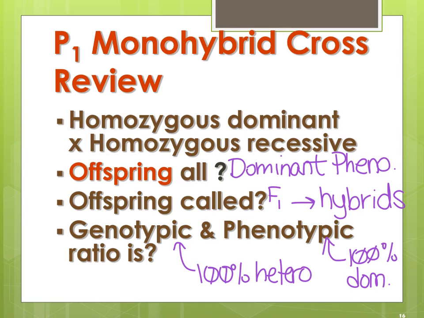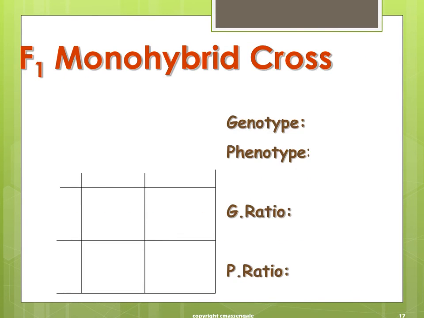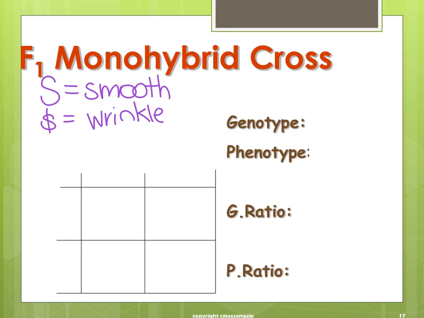Now let's take our results of the P1 generation and let's make an F1 cross. So what are the first things I have to do before I can start doing a cross? Make a key. So we're going to carry that through. We're going to still have big S equals smooth, little s equals wrinkled.